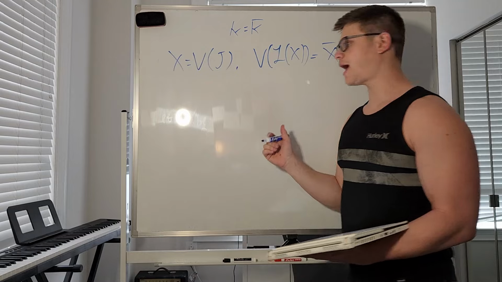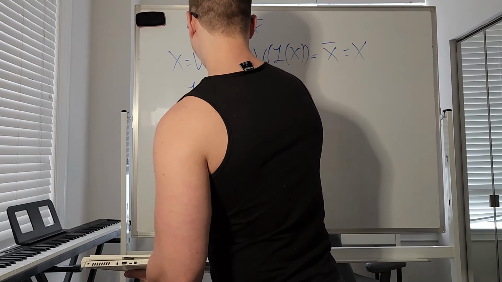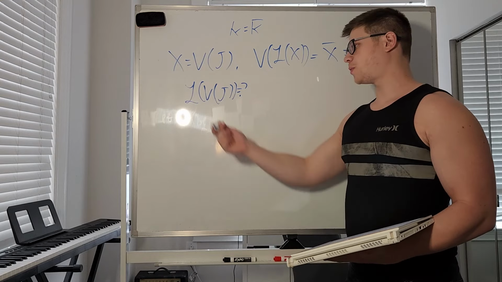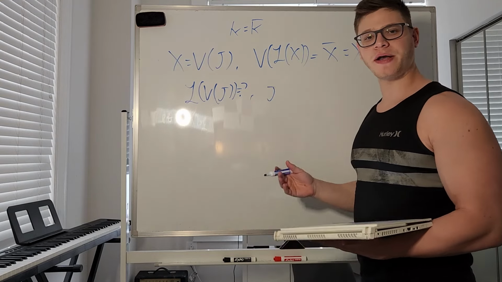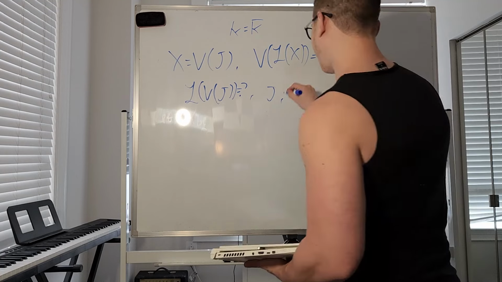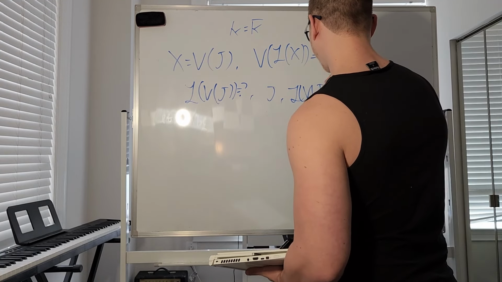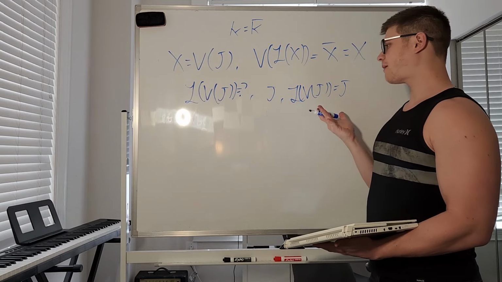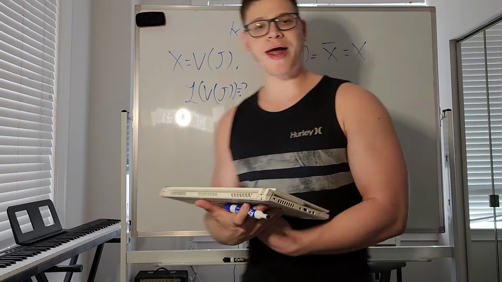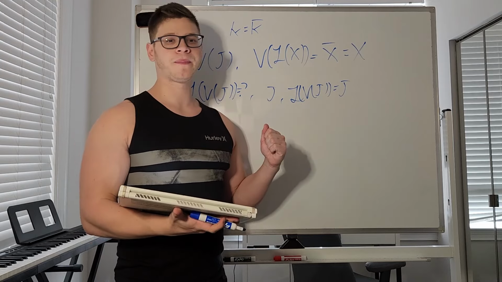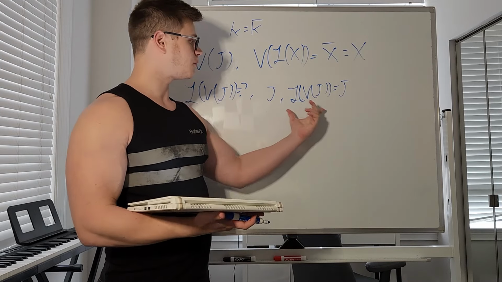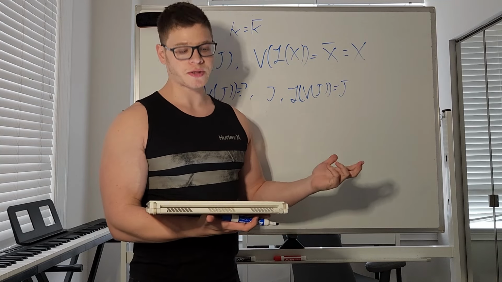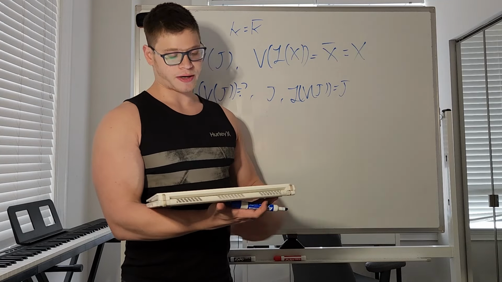So it is now natural to ask, what is I of V of J? Just as we ask what V of I is, it's natural to ask what I of V of J is, and also to find out which ideals J satisfy that I of V of J is equal to J again. Because once we find this family of ideals, these are exactly the ideals that come from algebraic sets. So these will be in bijective correspondence with our algebraic sets.